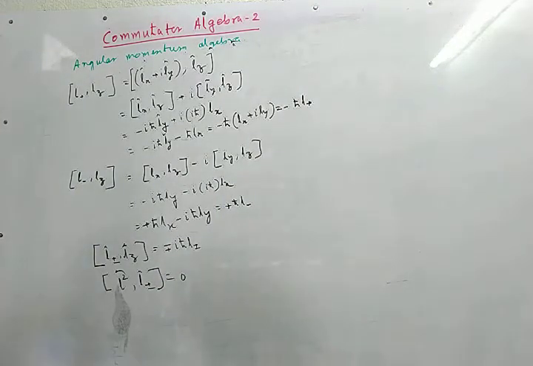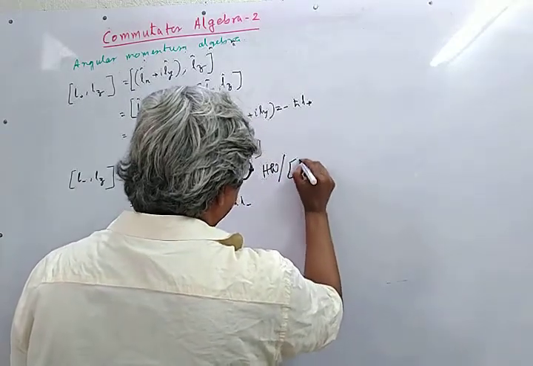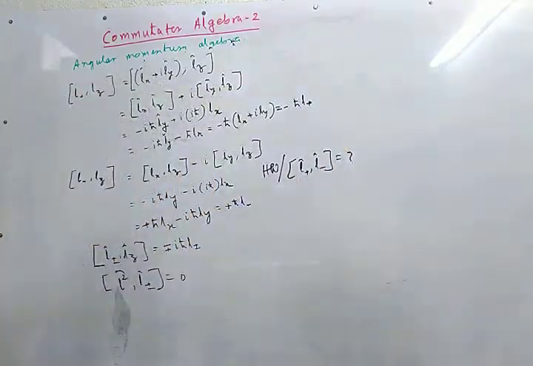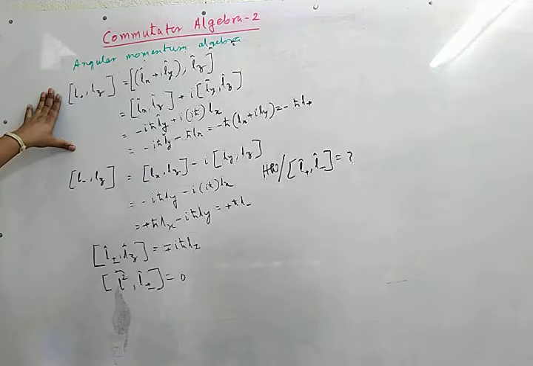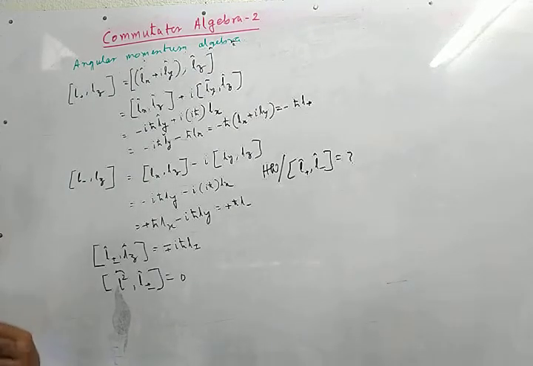Another interesting thing would be to find out the commutator of L plus and L minus. This is left as homework. And by this we end our discussion on commutator algebra. In future classes we will apply these commutator relations to find the eigenvalues and eigenvectors of the operators, mainly L square and Lz, and sometimes the action of L plus-minus will also be studied.